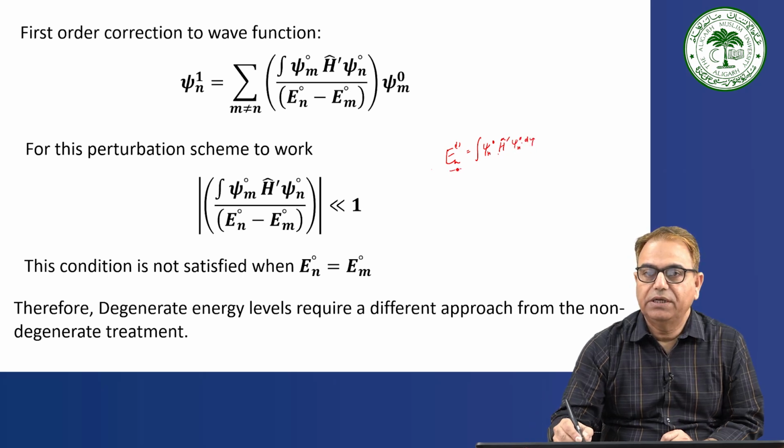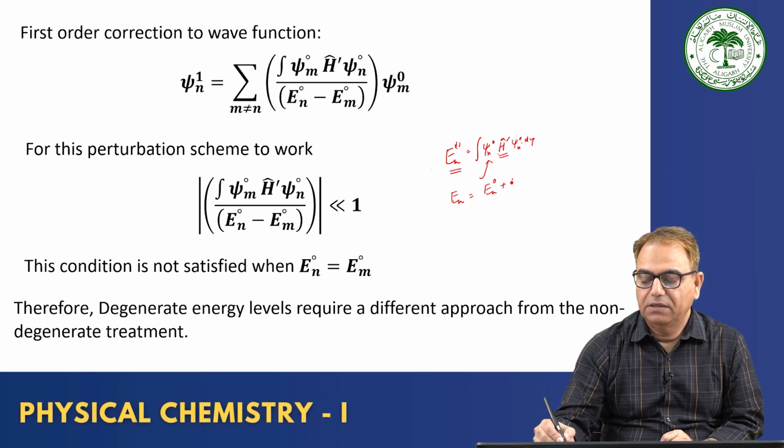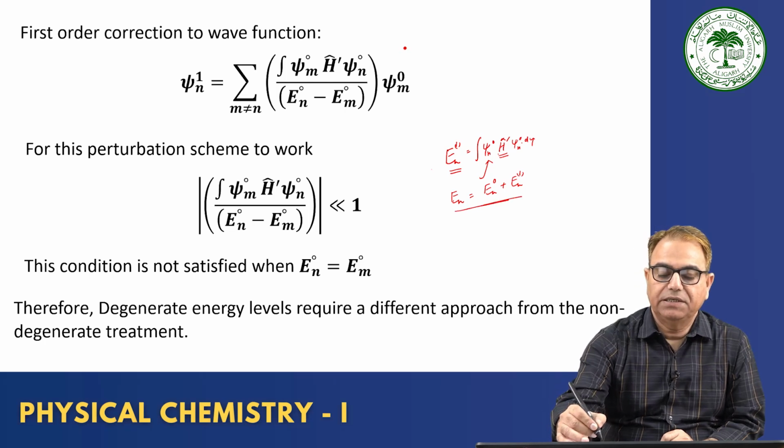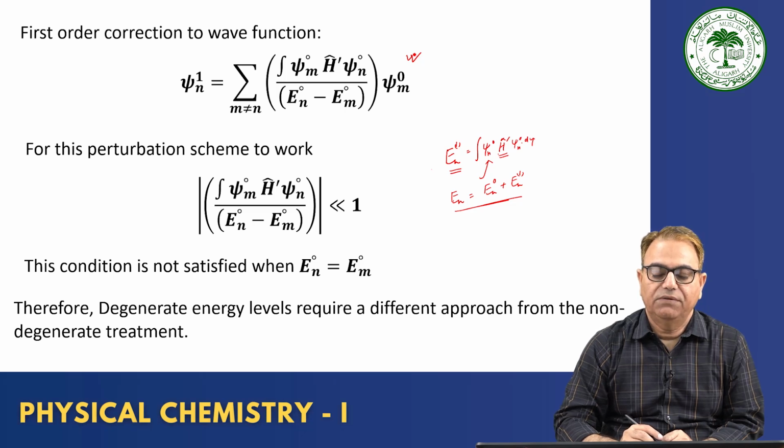So the correction to the energy one can find out by knowing the wave function for the unperturbed system and the perturbation. That's all. And the total energy for the perturbed system will be the energy of the unperturbed system plus the first order correction which we have determined. So total energy will be this one. And this is the relationship for psi n1, that is the first order correction to the wave functions.